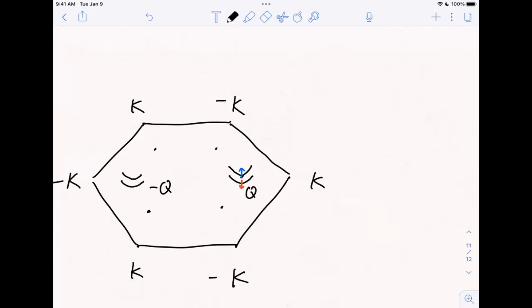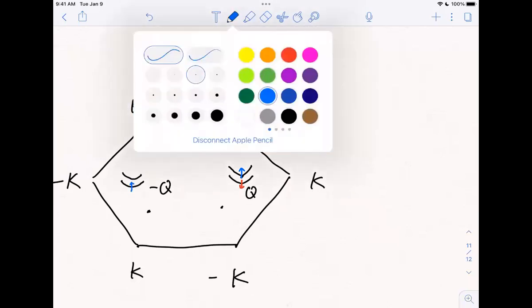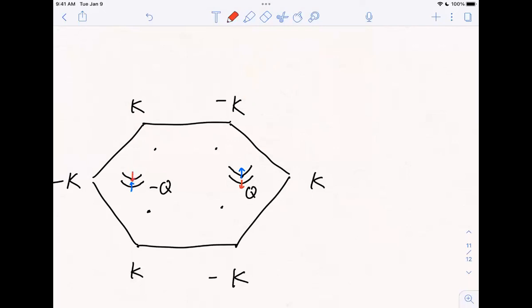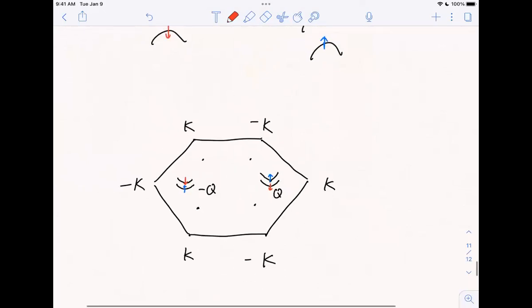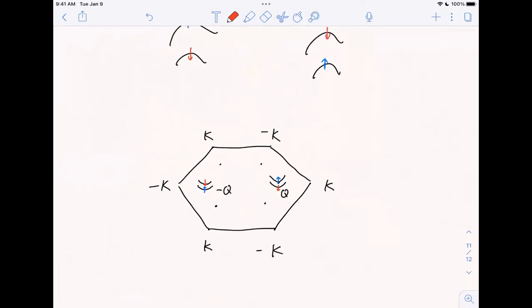Okay, but then the spin will be flipped. Okay, because they're related by time reversal symmetry. But since the system has no inversion symmetry, each band only has one spin. Okay, and this spin-orbit coupling is contributed mainly by the d orbital, with some contribution from the p orbital. Okay, so that is the property at the Q valley.